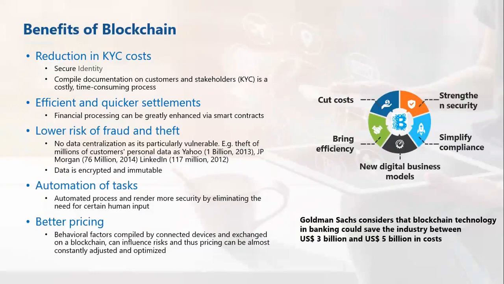Various tasks can be automated, as Himanshu was mentioning about smart contracts and chain codes. To automate when certain criteria are met, you can automate the tasks. Third, the last one, is better pricing. Obviously, it is easier to build distributed and scalable systems on blockchain that can influence the risk, and thus pricing can be almost constantly adjusted and optimized. According to Goldman Sachs, blockchain technology in banking could save the industry anywhere between $3 billion to $5 billion.